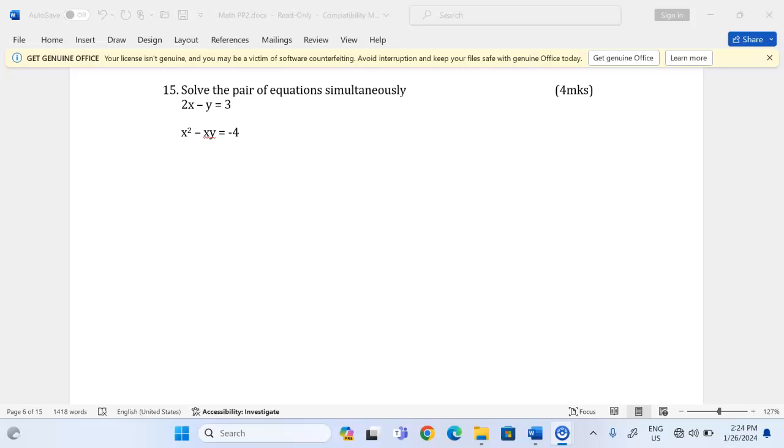Now we're going to solve simultaneously, and amongst the many methods of solving simultaneous equations, what we should know is that the elimination method cannot be used. We can also not use the matrix method because of the different powers of x. In the first equation, we have the highest power being 1, but in the next equation, we have a power 2. That means we can only go by the substitution method, whereby if this is equation 1, then this one is equation 2.